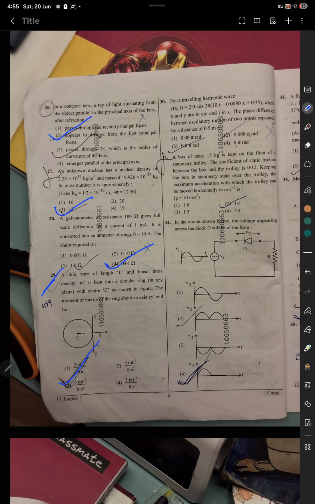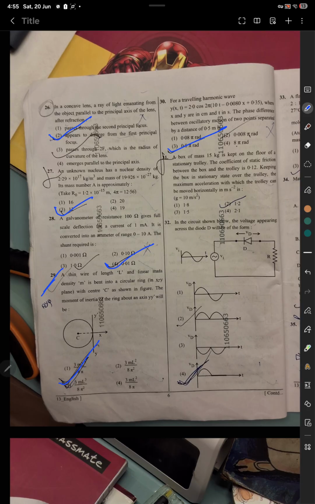Question number 30. For a traveling harmonic wave, this, where X and Y are in centimeter and T in second, the phase difference between oscillation motion of 2 points separated by a distance of 0.5 meter is this, 0.08 pi rad.